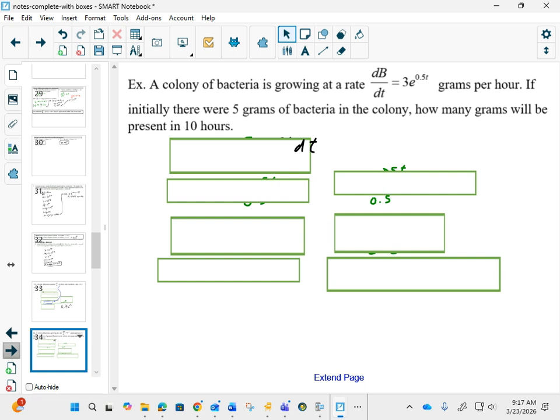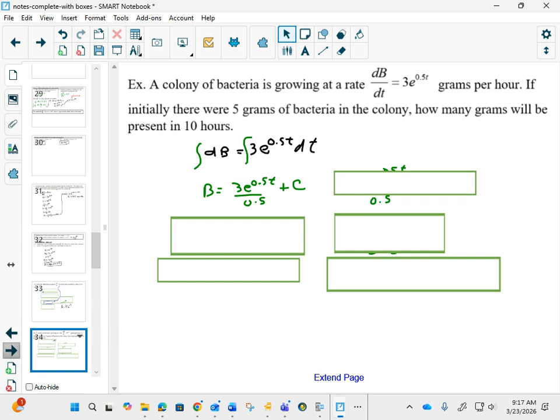A colony of bacteria is growing at a rate. Notice that this rate is not written in the form of a number times B. So separate our variables. Move our T over to the other side. The integral of dB equals the integral of this. The integral of dB is just going to be B. How do we integrate e to an exponent? Well, e to the exponent stays the same, but there would have been a chain rule, so we have to divide by 0.5.